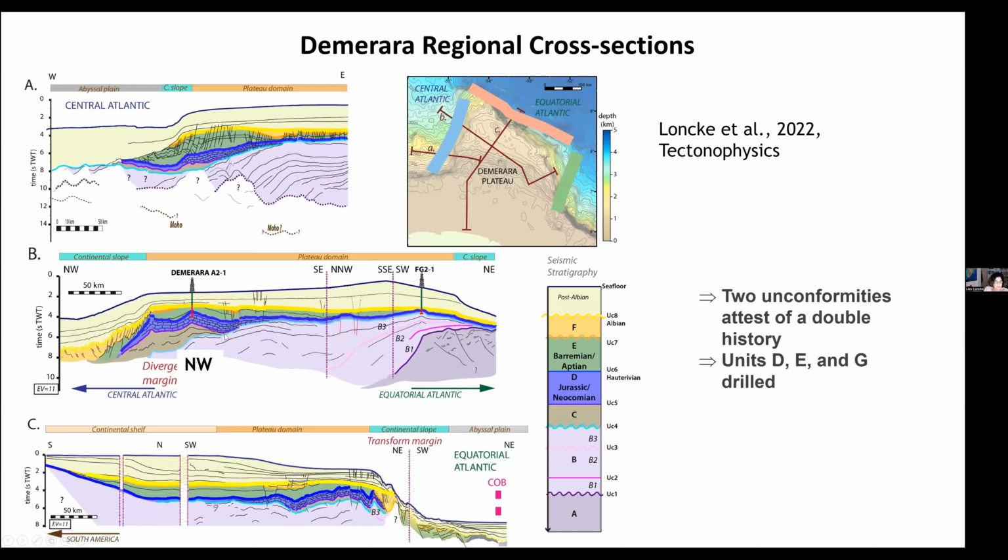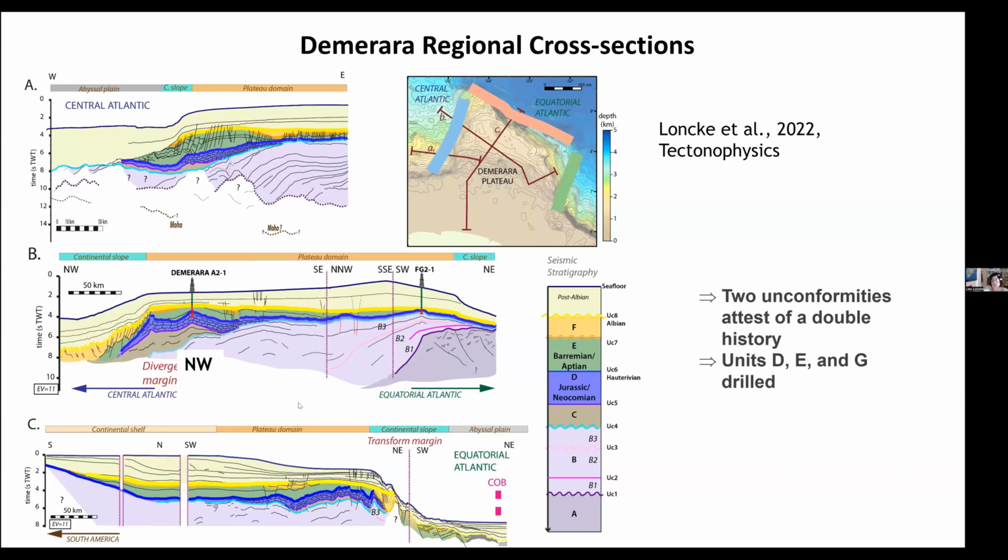On this cross section, you see the same thing. And on this perpendicular cross section, which is crossing the border, you also see those two breakup unconformities much more involved in deformations. And you also see that the continent to ocean transition is here much more steep and eroded, which is very typical of transform margins.